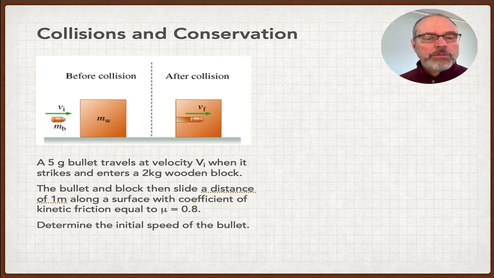They tell me I've got the 5-gram bullet flying along, strikes a 2-kilogram wooden block, and that's where the information stops. They don't give me enough information to use conservation of momentum to figure this out. Okay, so I'm going to have to use conservation of energy. Well, not necessarily. They give me a distance. They give me a coefficient of friction. You know what I could do? I could use Newton's laws here.